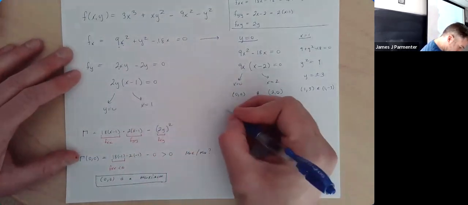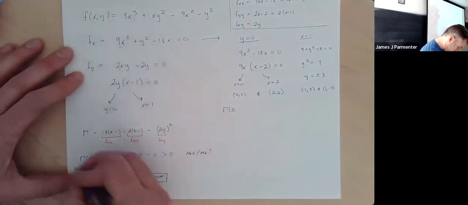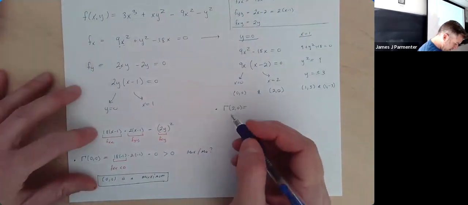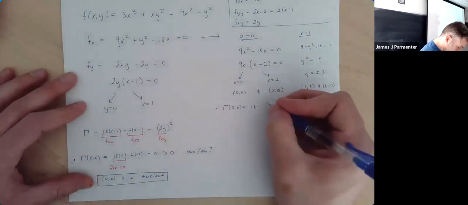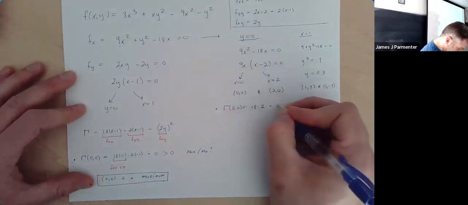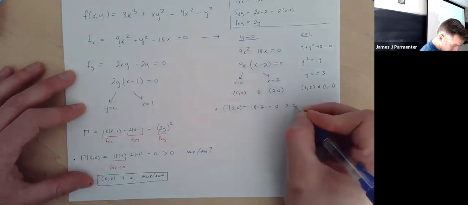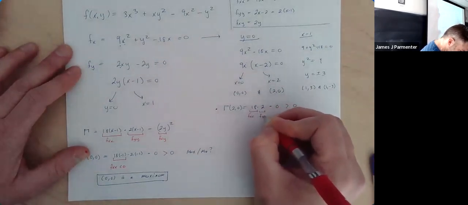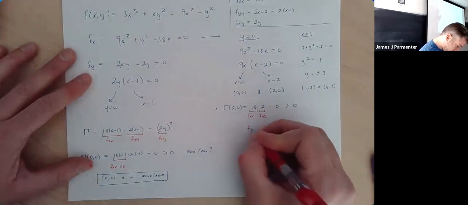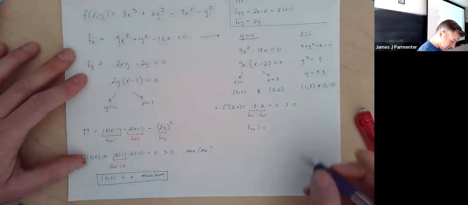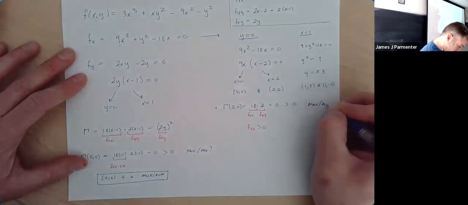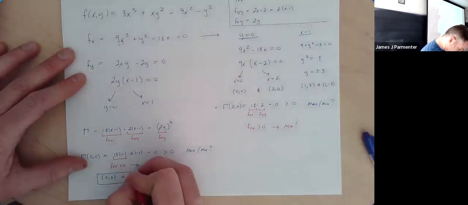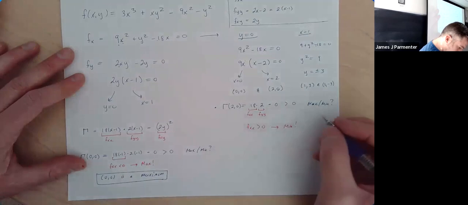Let's look at (2, 0). So gamma of (2, 0) is going to equal, plugging in 2 for x and 0 for y, 18 times 1 times 2 times 1 minus 0 squared. That's clearly positive. So now we look at the sign of either fxx or fyy, and we see that one is positive, meaning we have a maximum or a minimum. Minimum. Right, we have a minimum. So we know that (2, 0) is a minimum.